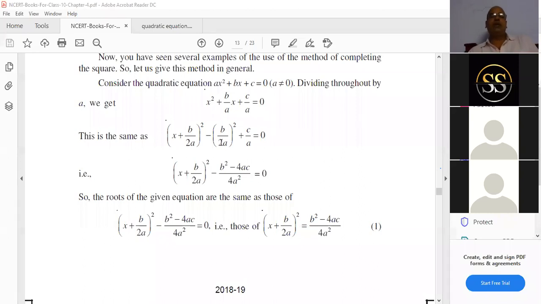Then b by 2a whole square means b square by 4a square, plus c by a. I can do LCM. If I do LCM, 4a square and a, the LCM is 4a square. 4a square into a. Here also 4a square means b square is the numerator, and minus. Transposing means this one gets minus.